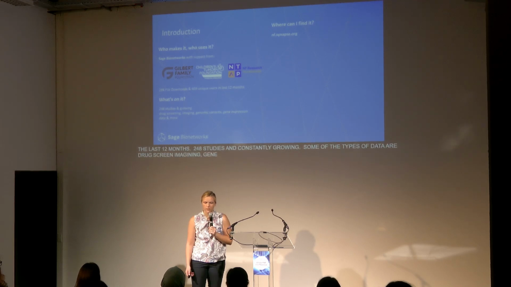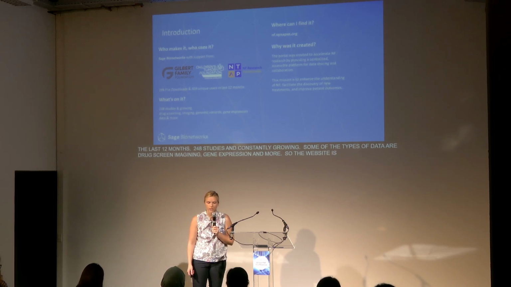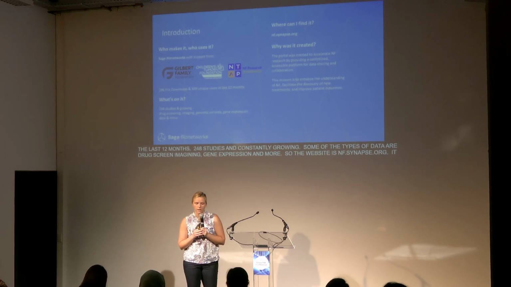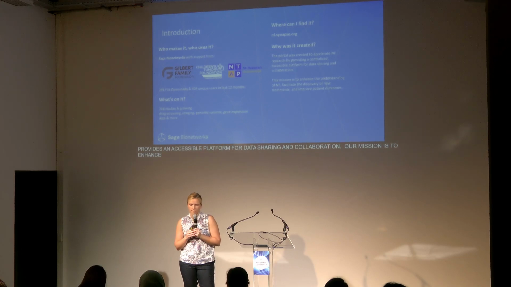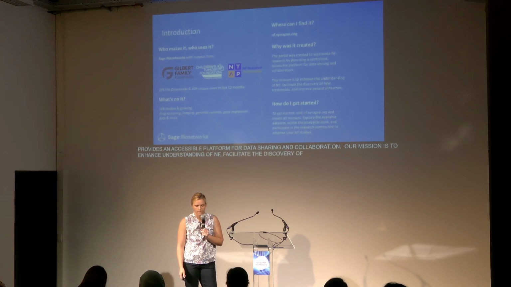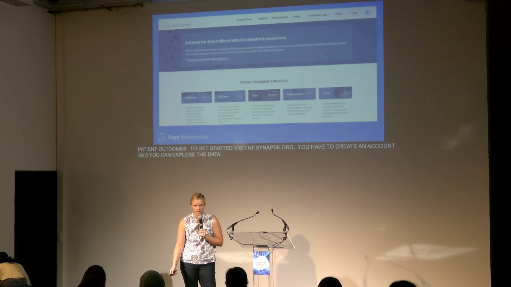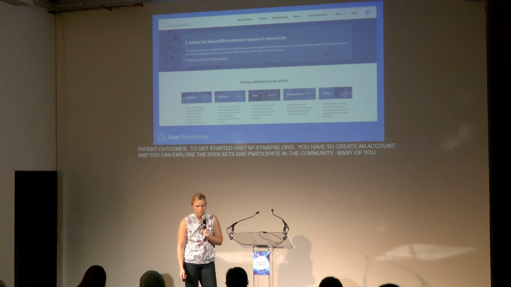The website is called nf.synapse.org, and the portal was created a few years ago in order to accelerate NF research by providing a centralized and accessible platform for data sharing and collaboration. Our mission is to enhance the understanding of NF, facilitate the discovery of new treatments, and improve patient outcomes. To get started, visit nf.synapse.org. You'll have to create an account, and you can explore the data sets, utilize analytical tools, and participate in the community.